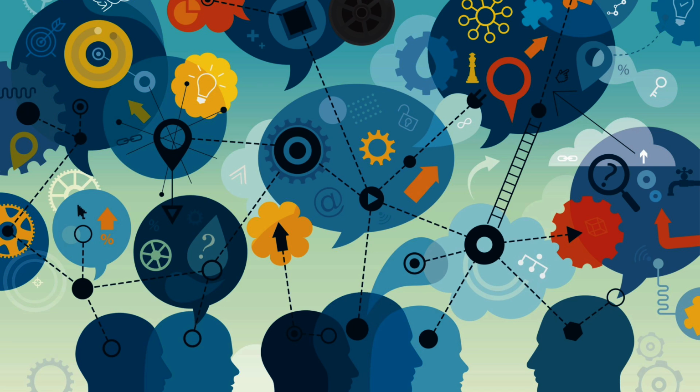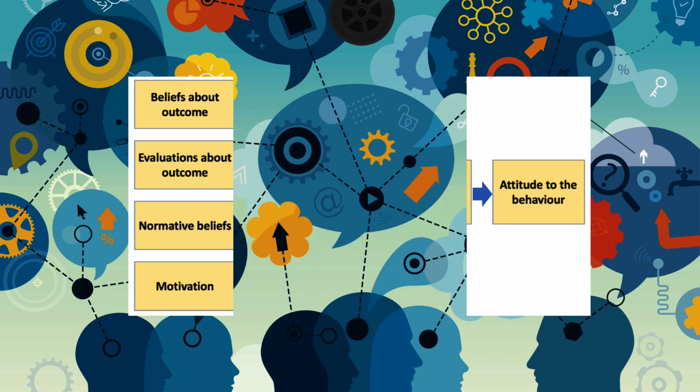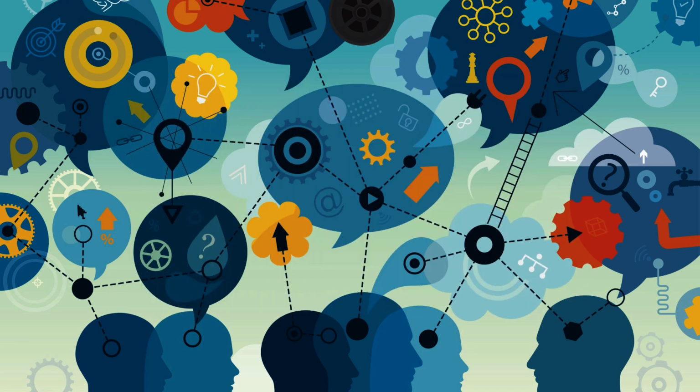The theory of reasoned action is a social psychological theory that explains the relationship between attitudes, beliefs, and behavior. It was first proposed by Fishbein and Ajzen in the late 1970s and has since been widely used in a variety of fields, including health psychology, environmental psychology, and marketing. At its core, the theory of reasoned action posits that people's behavior is determined by their intentions, which are in turn influenced by their attitudes, subjective norms, and perceived behavioral control.